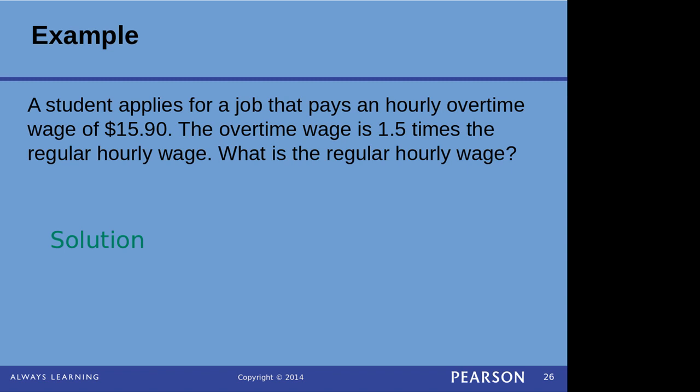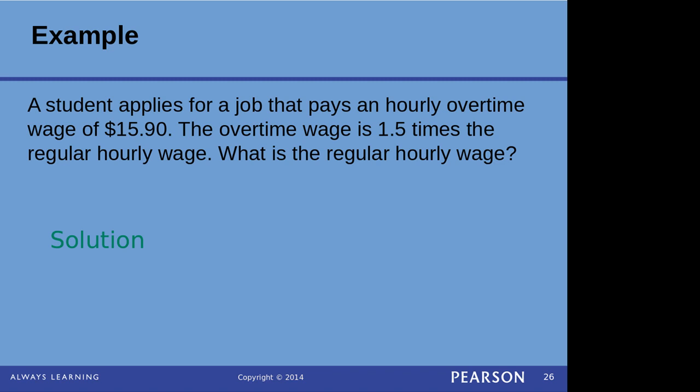So let's look at this particular problem. A student applies for a job that pays an hourly overtime wage of $15.90. The overtime wage is 1.5 times the regular hourly wage. What is the regular hourly wage? So this is the part we all hate, putting all the words together and getting equations out.